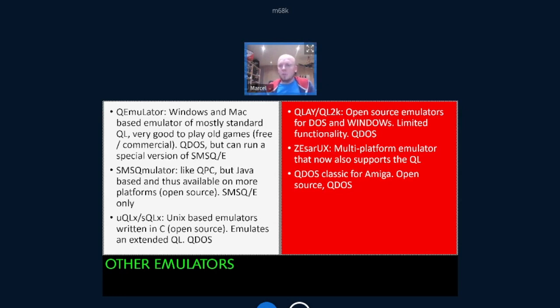QLA, QL2K is pretty old. QLA itself is very old. I think it was some university project or something. And a few people extended it over the years, but it's very basic. Cesarux is a very recent addition. It's a multi-platform emulator for much of the Sinclair computers and now also QL. And QDOS Classic for Amiga is pretty old, but it's actually just a QDOS implementation that can be executed on Amiga.